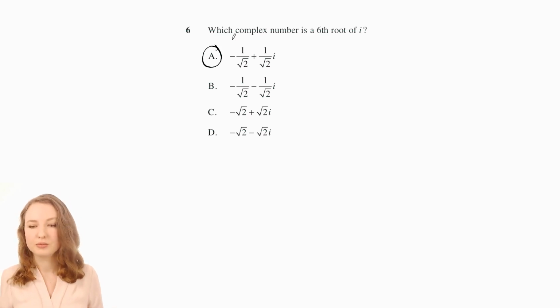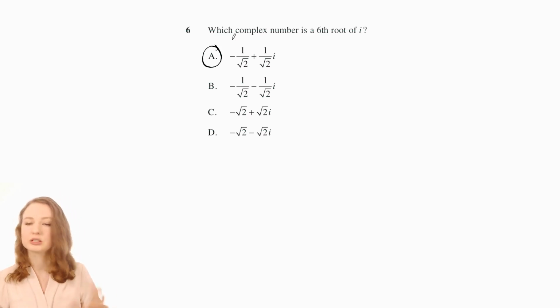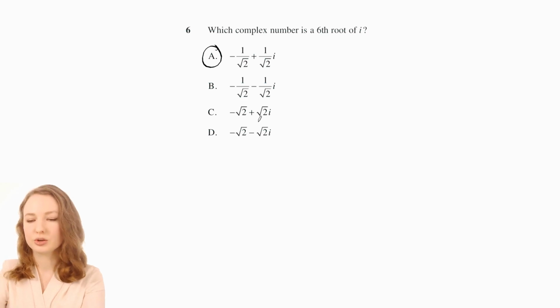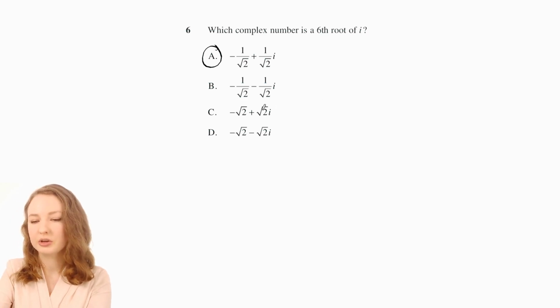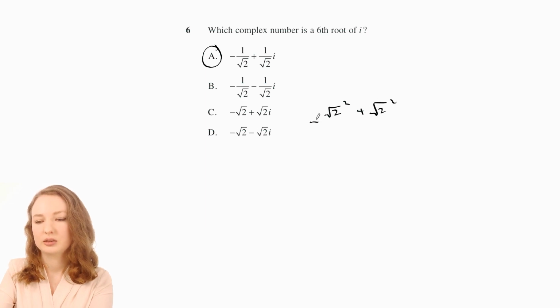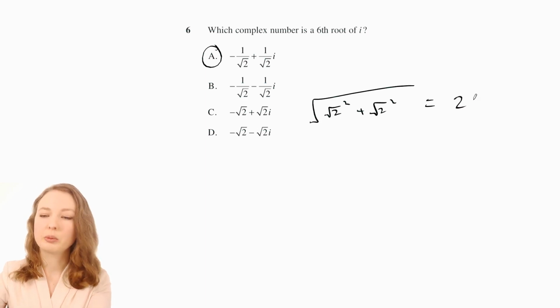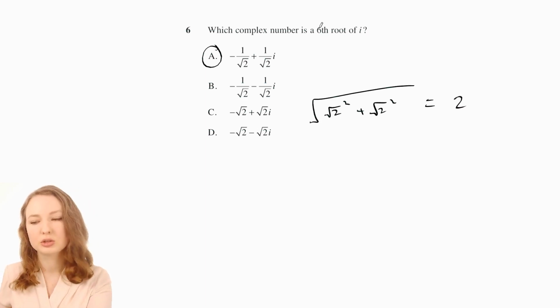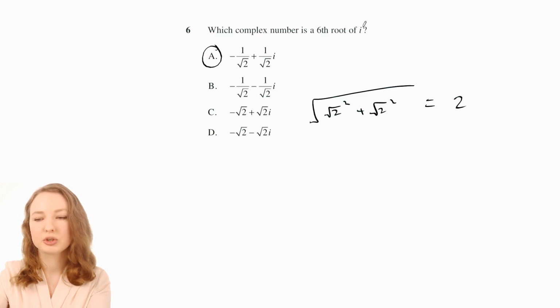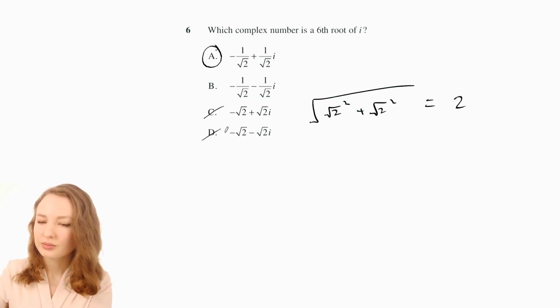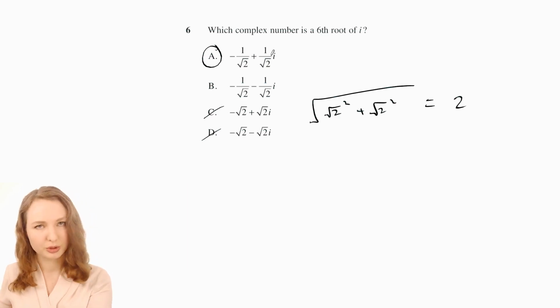If you didn't have a calculator that can handle complex numbers, what you can do is think about the modulus and argument of each of these. So with these two, if you work out the modulus, it's going to be that, which is 2. So when we raise it to the power 6, the modulus is going to be 2 to the 6, when we actually want the modulus to be 1, because that's the modulus of i. So we can rule out those two. These ones have the right modulus of 1.